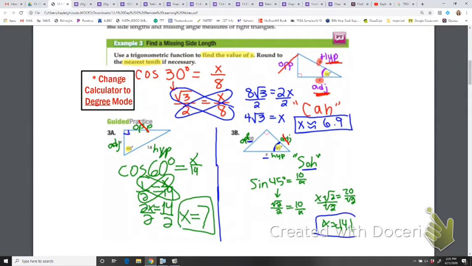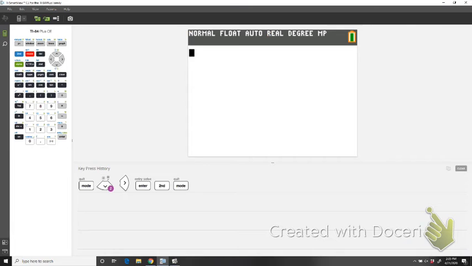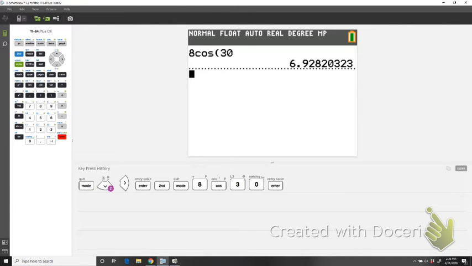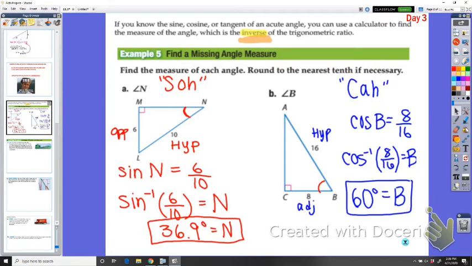I do want to share that there is another way to do this. If you want to get rid of the denominator on x divided by 8, you would multiply both sides by 8. So you could go to your calculator and type in 8 cosine of 30 and press enter, and you'll get this decimal, which is the same answer rounded to the tenth, 6.9.